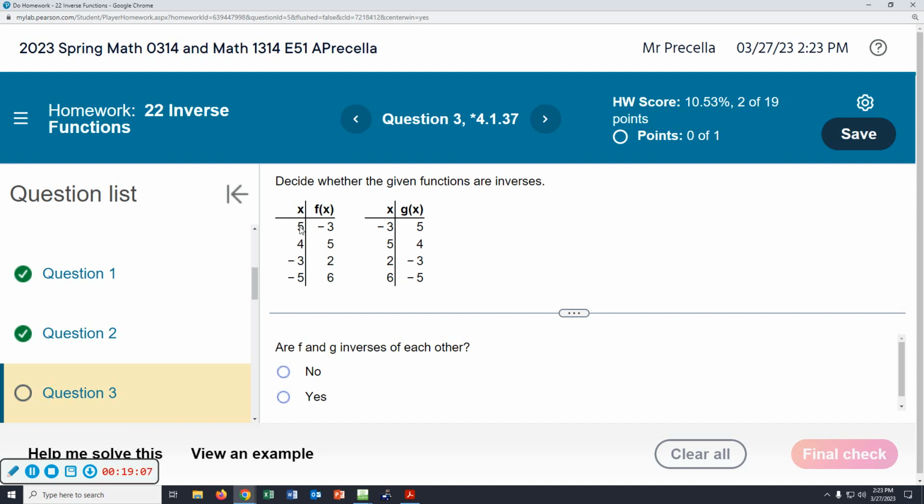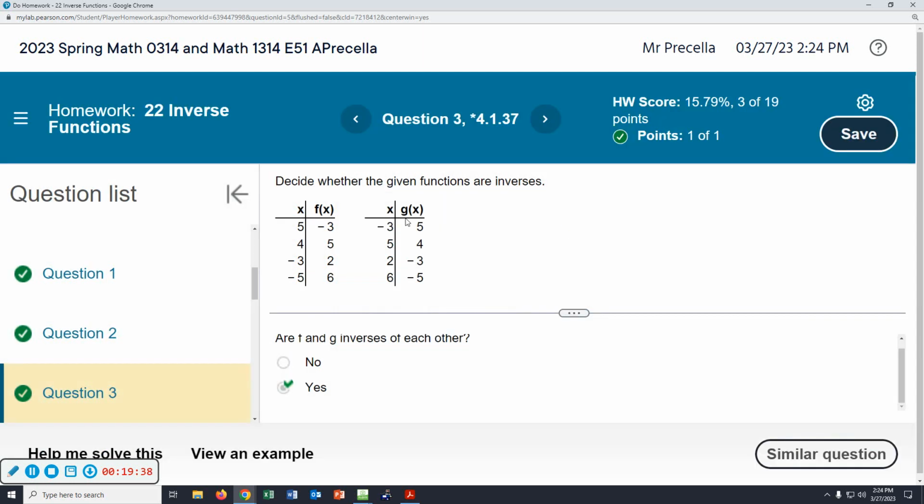Are they inverses? (5, -3). Yeah, that became (-3, 5). (4, 5). Is it reversed? Yes. (-3, 2) and (2, -3). Yeah, they're reversed. (-5, 6) reverses to (6, -5). So what do we conclude? Are these inverses? Yes, they're inverses. Any questions on our logic there? We're just looking and seeing if the ordered pairs are being reversed.